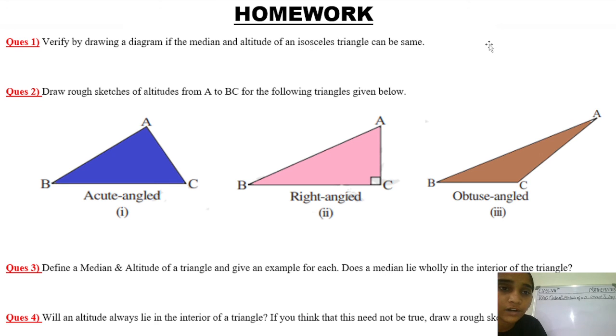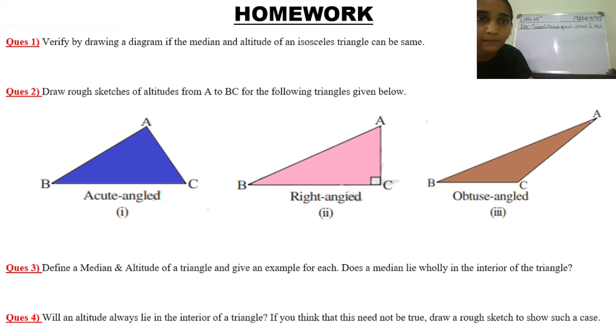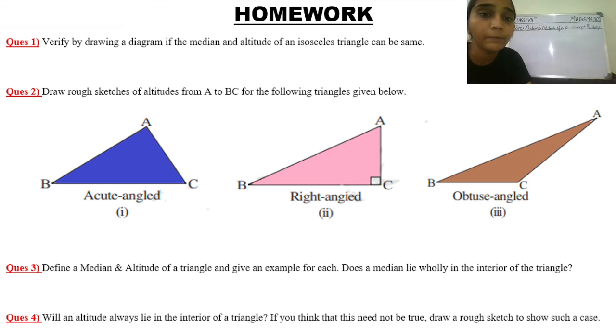So students, now it's homework time for you. Question 1: you have to verify by drawing a diagram whether the median and altitude of an isosceles triangle can be the same or not. The second question is that you have to draw rough sketches of the altitudes from A to B for the following triangles. And question 3, you have to define a median and altitude of a triangle by giving an example for each. And you have to tell whether a median lies wholly in the interior of a triangle or not. You have to give a few points to support your answer.